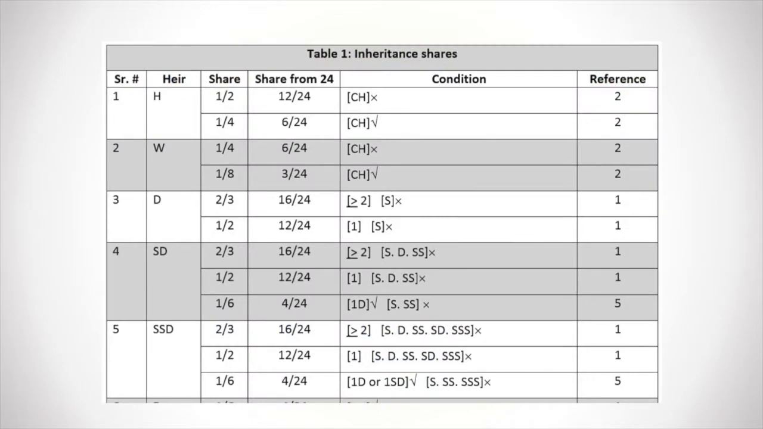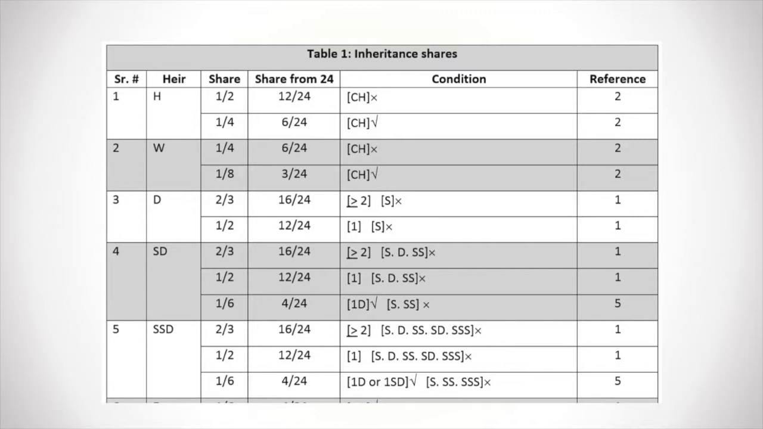This table is about the Residual furuz. Again, these are the people who have a fixed share as prescribed in the Quran or Hadith with the condition in which that share is applicable. So this is not a comprehensive list of all relatives, rather only the Residual furuz with their fraction and the conditions in which it applies.